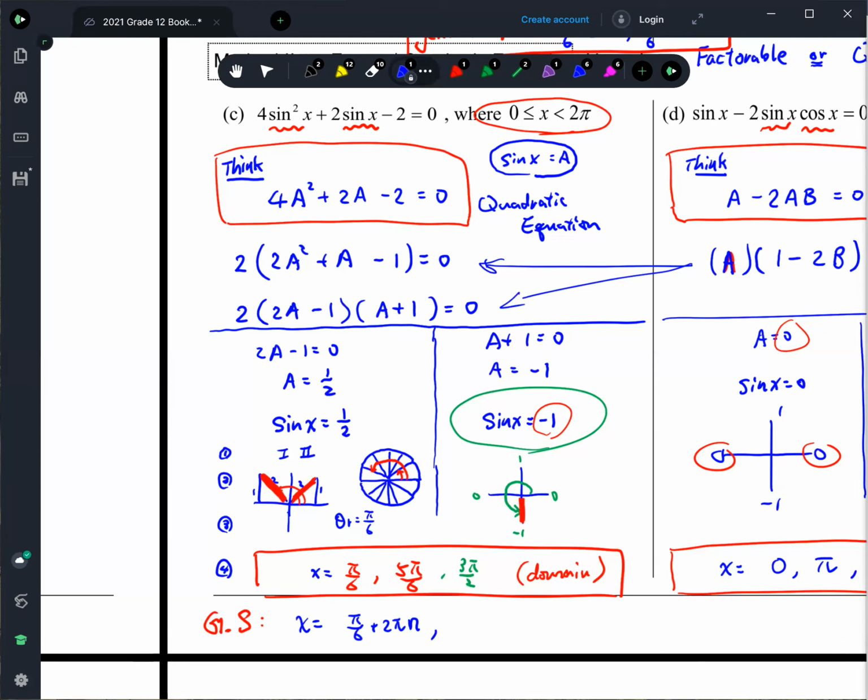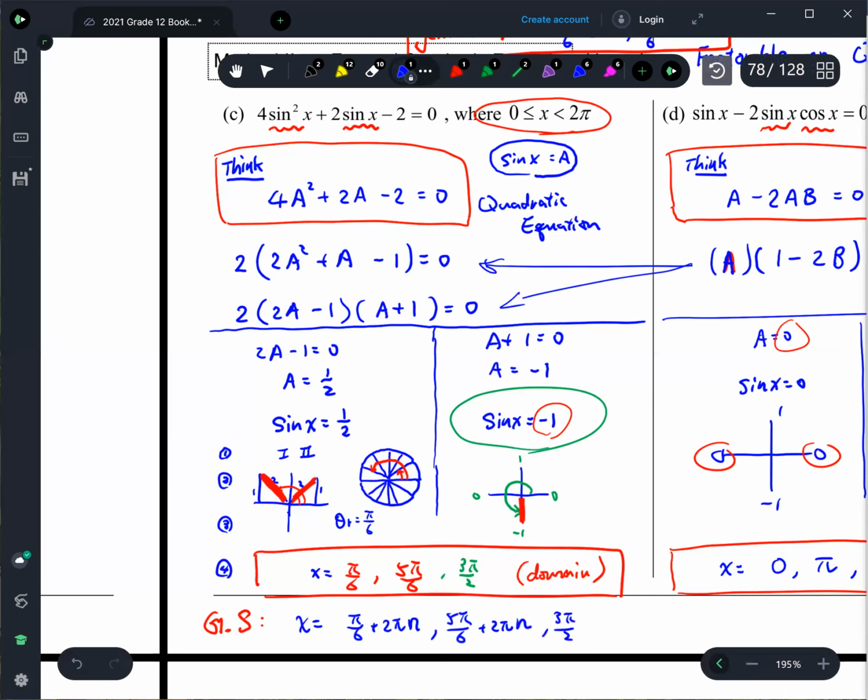Okay, Angela, what about the second answer? The second general solution: 5 pi over 6 plus 2 pi n. Yep. Right, and Philip, third one? 3 pi over 2 plus 2 pi n. Yeah.